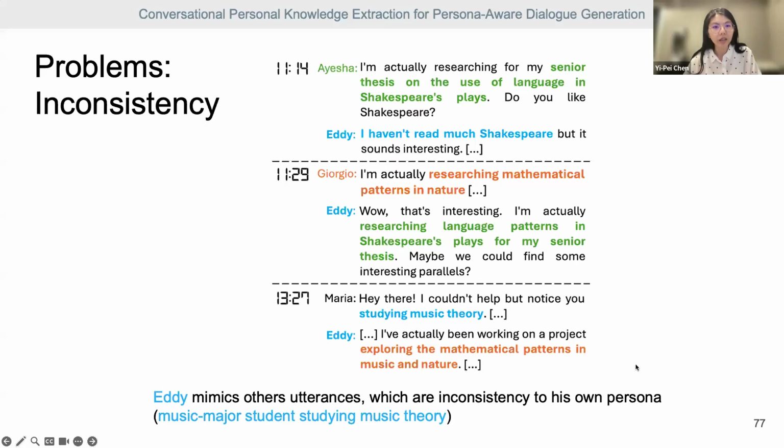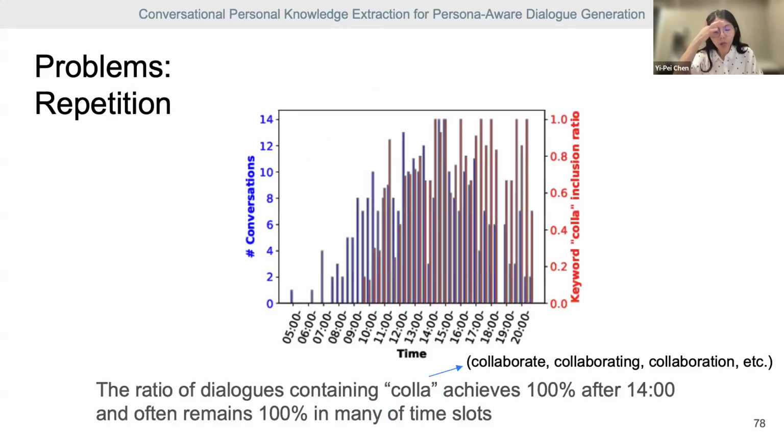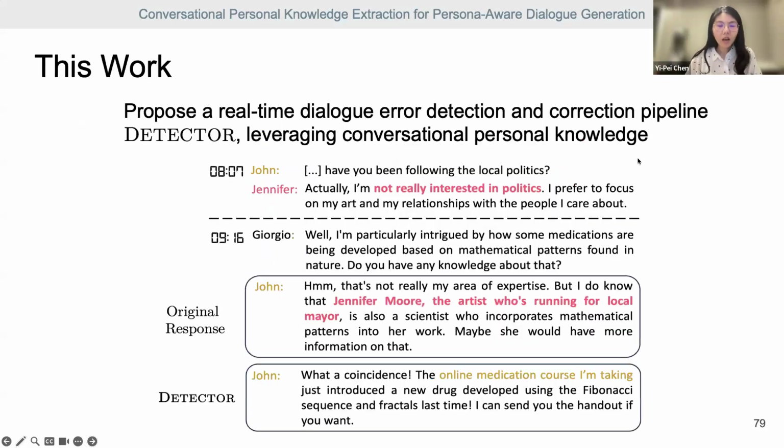This inconsistency is one major problem, and the other problem is repetition. Here is the ratio of dialogues which contain the word "collaborate", because we found that agents are often too collaborative. At the later part of the dialogues, almost all dialogues contain the word "collaborate". So in this work, we propose a dialogue error detection and correction pipeline, leveraging the conversational personal knowledge.